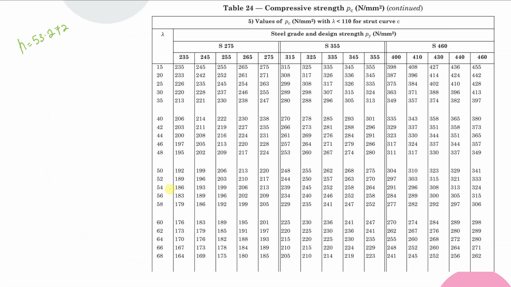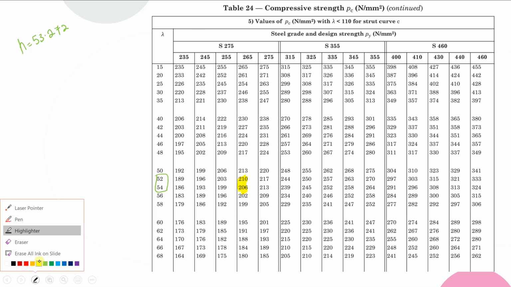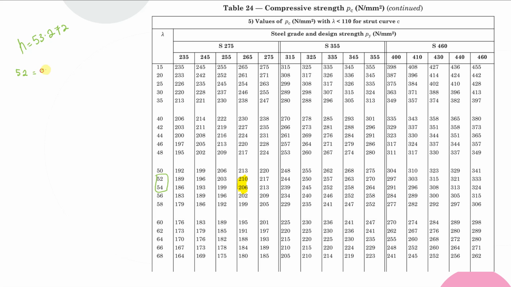And then when it's 53.272, it must be between this value for the slenderness ratio. Okay, but the problem here is tak ada value 53.272, so it must be around this value. So kita akan kira guna cara yang sama, PY 265 and slenderness ratio 53.272. Alright. So when it is 52, value of PC is 210, and when it is 54, value of PC is 205. Sorry, I lupa.